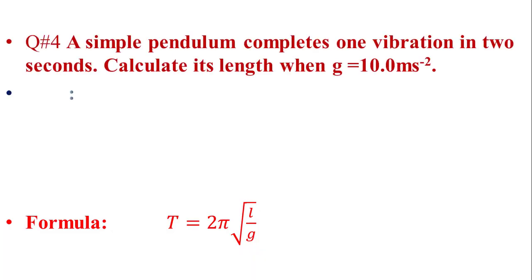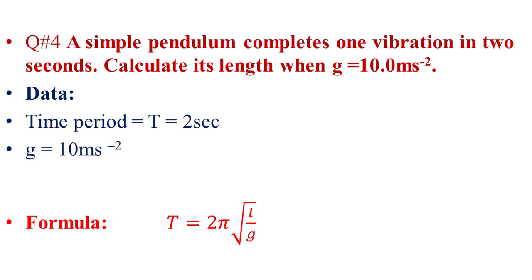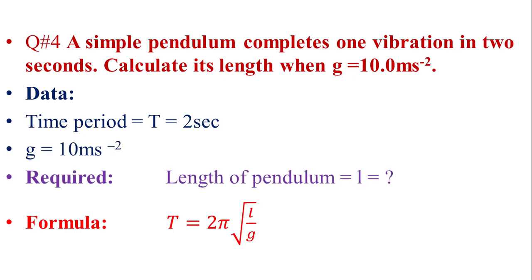Similarly, in question number 4, a simple pendulum completes one revolution in 2 seconds. Calculate its length when g is equal to 10 meter per second square. First of all, write the given data. Time period T is equal to 2 seconds and value of g is equal to 10 meter per second square. Required: length of pendulum L. Formula: T is equal to 2π square root of L over g.